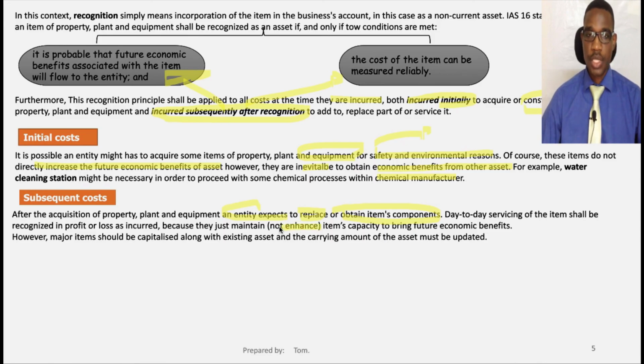In the next chapter, we will look at the measurement of property, plant, and equipment.